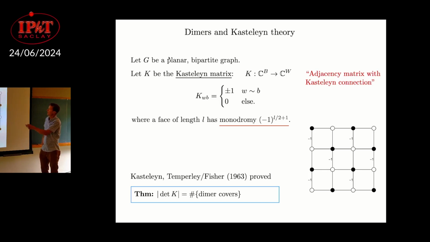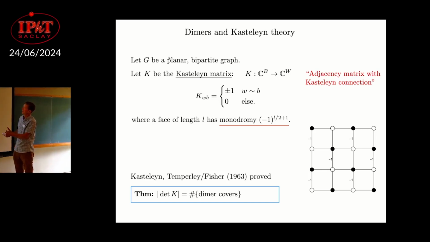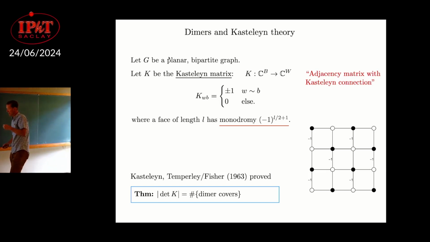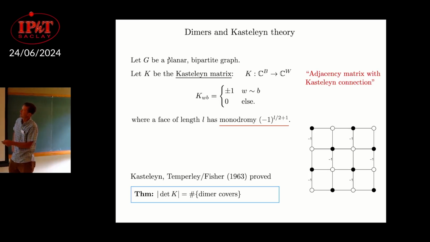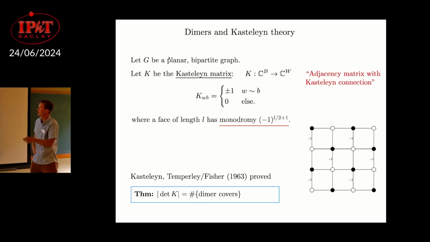And what's the role that these signs play? Well, there's some condition on the signs. There are several ways to say this, but what you want is that around every face, the number of minus signs is some function of the length, which is (-1)^(L/2+1), which is telling you something.